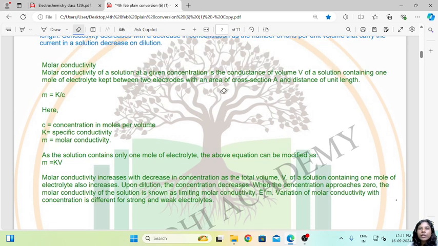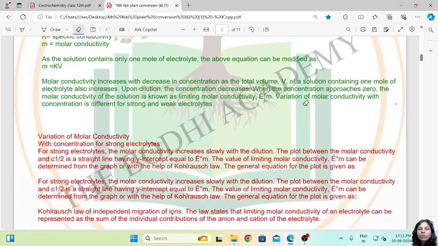In that case, what we are doing is diluting the solution more and more. So if we add more volume, what will happen? The concentration is going to be the same, but the molar conductivity is in turn going to differ. Now when the concentration approaches 0, the molar conductivity of the solution is known as limiting molar conductivity. That is given by lambda naught m or E naught m.